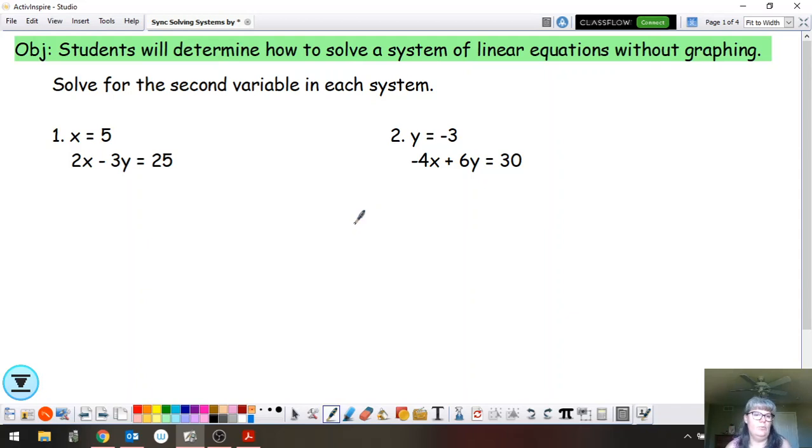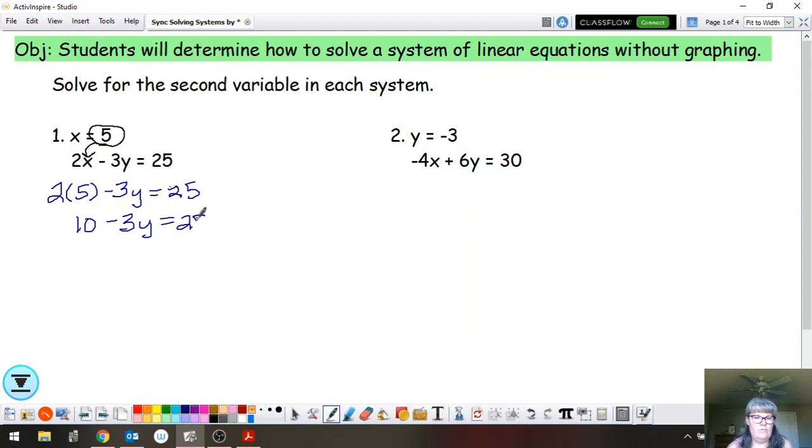So for example, in number 1 here, we know that x equals 5. In that case, I would take this 5 and I would substitute it in for the x in the second equation. That way, I can solve for the y in that equation, because if it's solving the system, then x is the same in both equations. So 2 times 5 is 10, minus 3y equals 25.